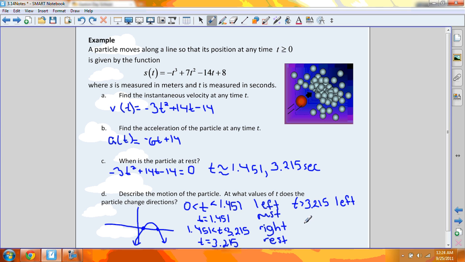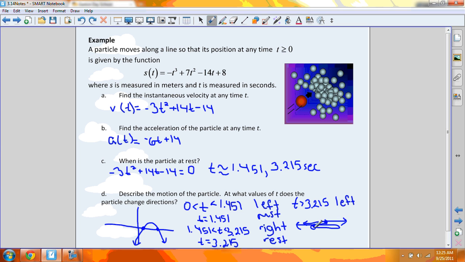Okay, so a lot of times the question will say it starts off at the origin, and then we don't know how far it's going, right? But it's going to start off going to the left for a little while, and then it's at rest at 1.451, and then it goes to the right for a while. I don't know how far. And then it rests again at 3.215, and then it goes to the left again. And it does that forever. And it keeps on going to the left. Okay? So it does something like that.